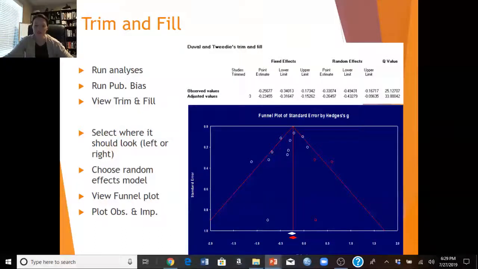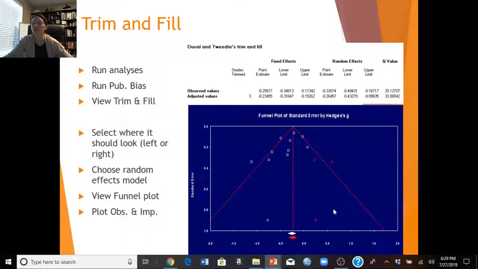And so you'll notice that the point estimate under the random effects model of the observed value that we started out with was negative 0.33 in this example. So we're looking at a negative Hedges G. And when we're looking at a negative Hedges G, we're looking at our effect size being significant when it is to the left of the mean. So this area here to the left of the mean shows the groups that had significance, so favor for the treatment group.